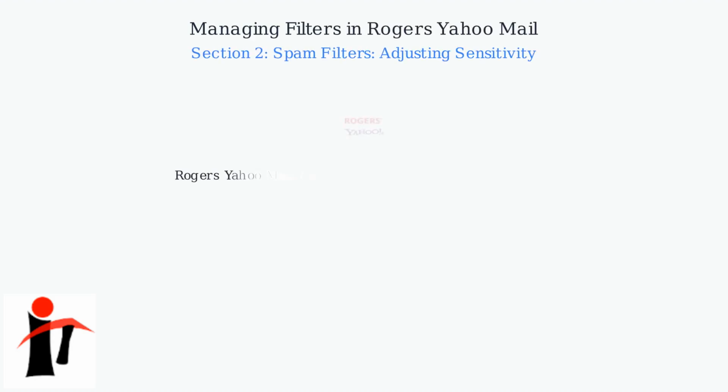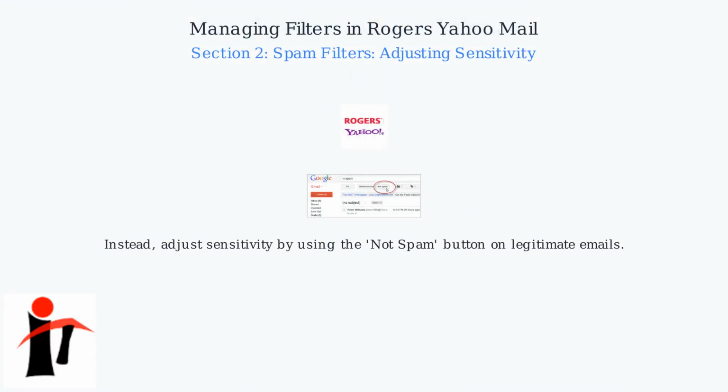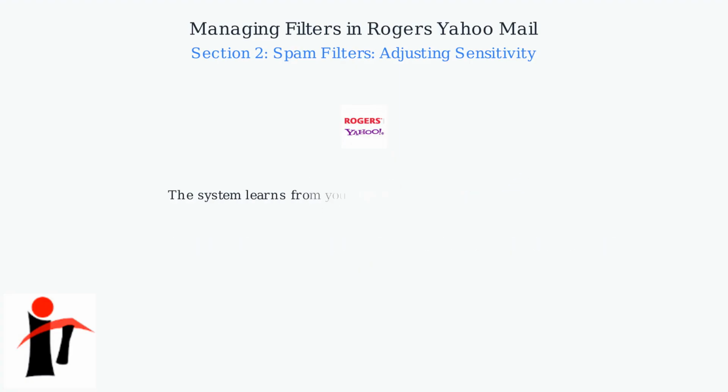Rogers Yahoo Mail features built-in AI-enhanced spam filters that automatically detect and block unwanted emails. You cannot completely remove the core spam filter without disabling the account's spam protection entirely. Instead, you can adjust the sensitivity. If legitimate emails are marked as spam, use the Not Spam button. The system learns from these actions, improving its accuracy over time. These AI-driven systems have reduced false positives by 20% as of 2024.